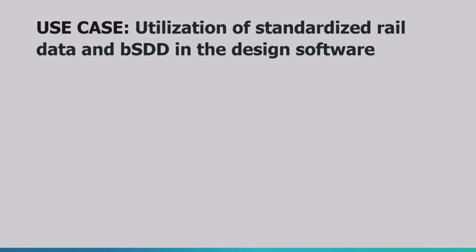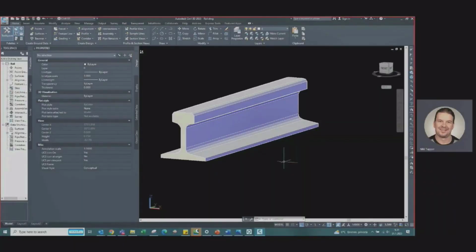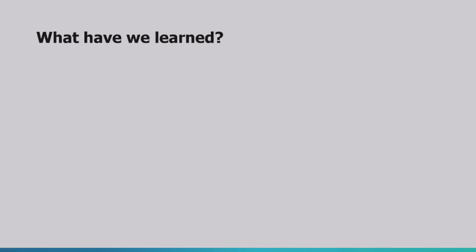So you can see how bSDD and this standardized data could be utilized in common, widely used design software, in this case, Civil 3D from Autodesk. So I hope you get the video and could see what is the content. But yeah, I will skip it in this case. But yeah, the main things, what we learned in these development projects and piloting of the bSDD itself.